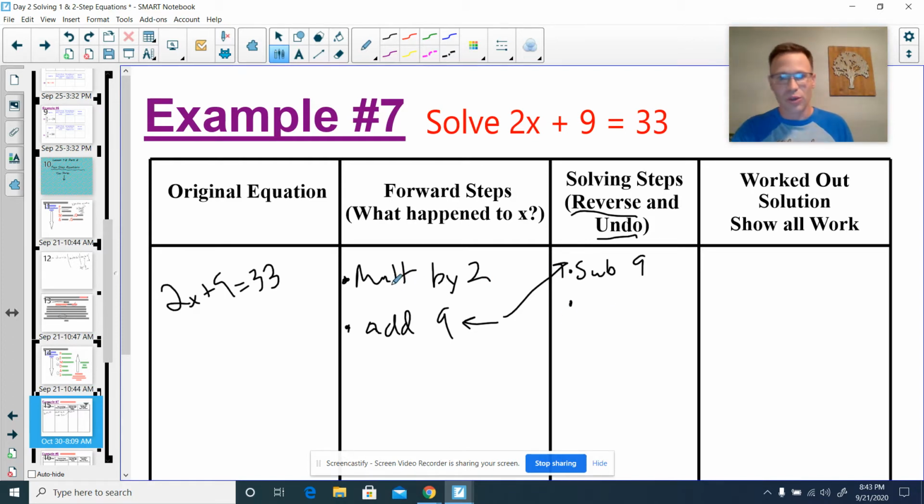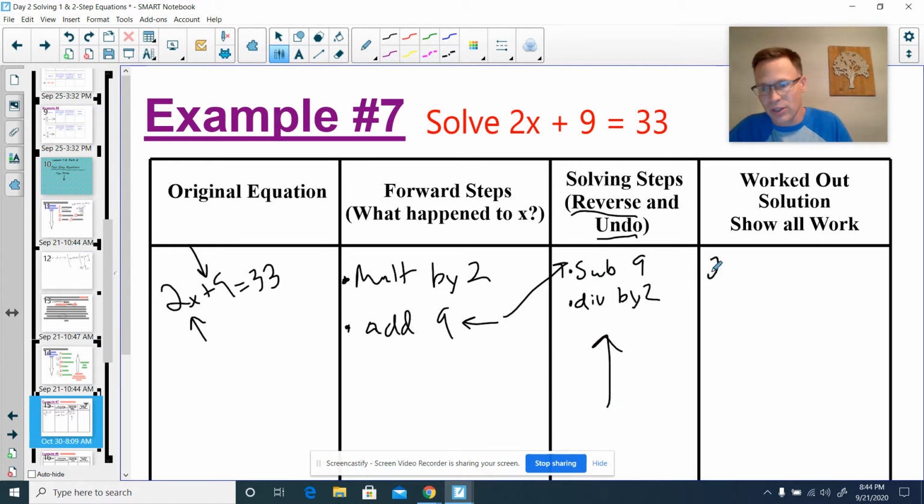I'm going to undo multiplication by dividing by 2. And so again, all we did was identify what we would normally do in the order of operations. We said, well, we'd multiply by 2, and then we would add 9. And then we reversed that order and undid the things we said we would do. Okay? And that's how we came up with this list.